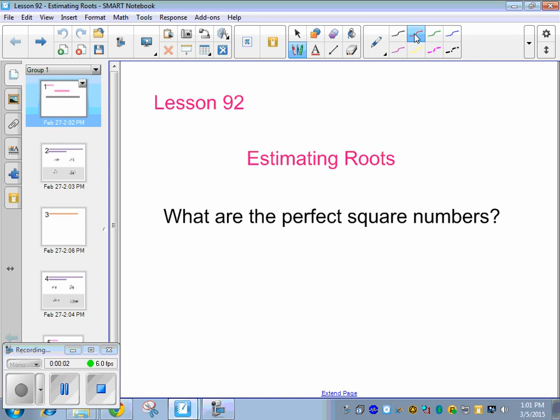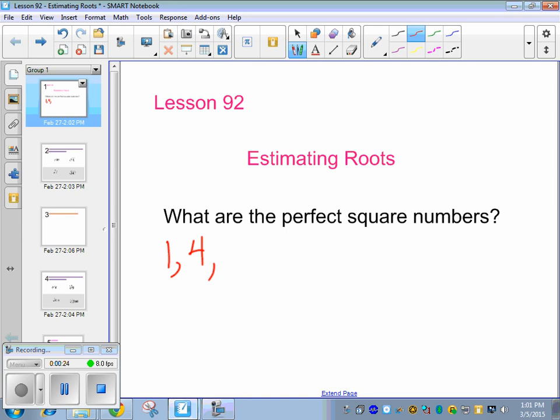Numbers. So perfect square numbers are like 1 times 1 is 1, or the square root of 1 is 1. So 1 is a perfect square number, okay? The next one would be 2 times 2 is 4. So the square root of 4 is 2, so 4 is a perfect square number, because we can take the square root and we get a nice number.